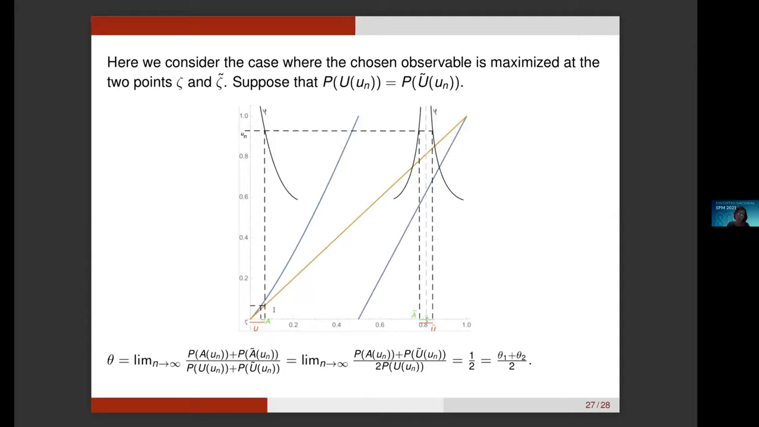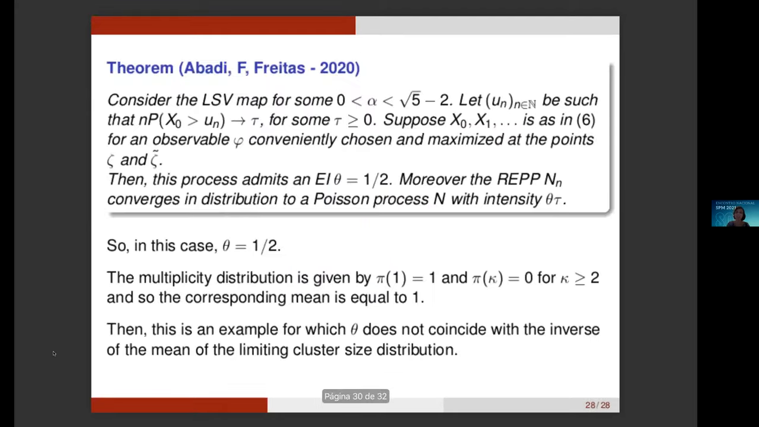And the measure of this one is negligible when compared to this one. So the part corresponding to the first point does not appear at the end. Okay, when we take the limit, we have loss of mass, so we just obtain this part. And this does not happen to the extremal index, only to the multiplicity distribution.